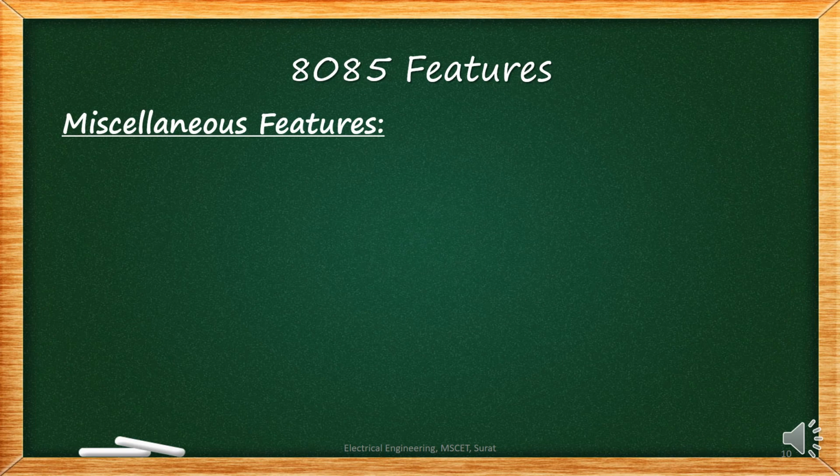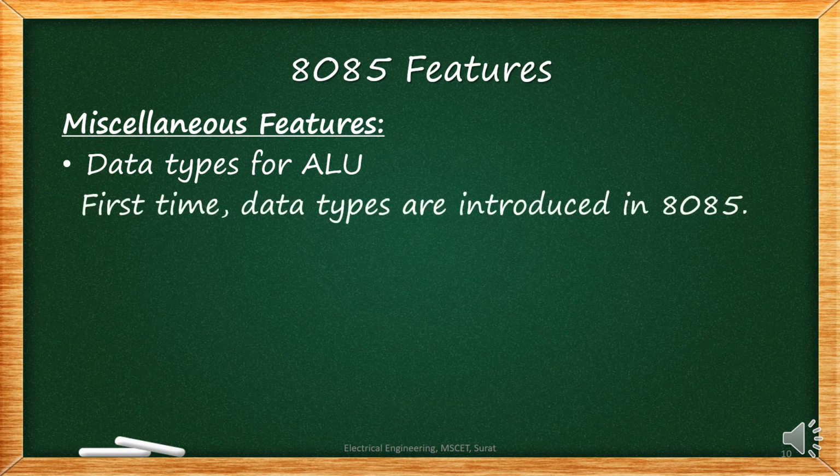Now miscellaneous features, data types for ALU. The data types were introduced for the first time in the 8085. It supports boolean operations and integer operations also. So these are the data types for the 8085. Here we conclude the features of 8085.